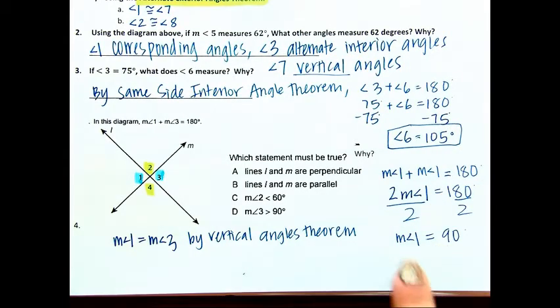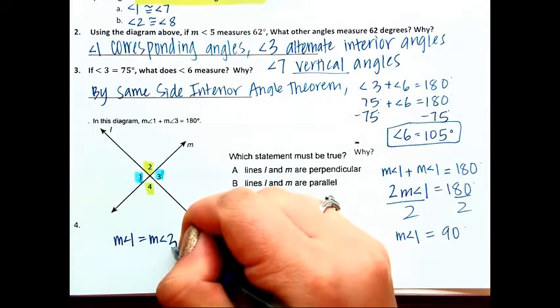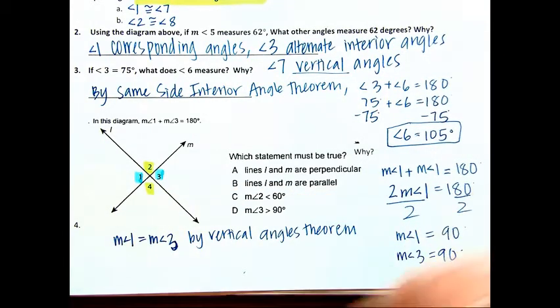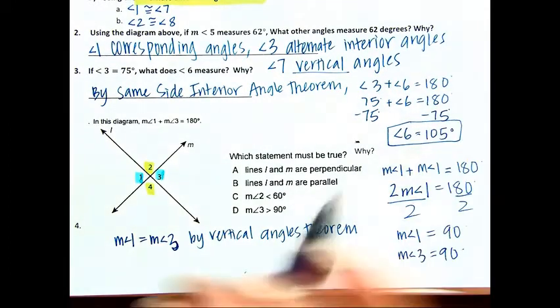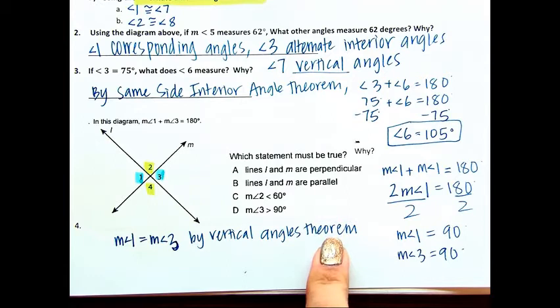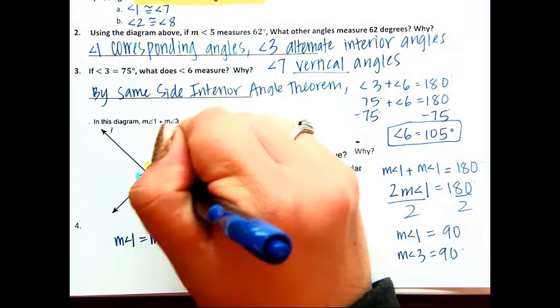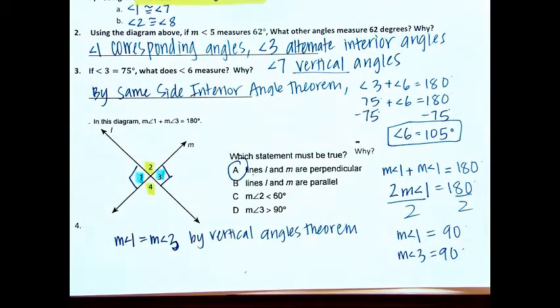So if angle 1 is 90 degrees, I know angle 1 and angle 3 are equal to each other, so the measure of angle 3 is also 90 degrees. Which statement must be true and why? Well, angle 1 and angle 3 are vertical angles. Because of this statement, I know that they create 90-degree angles. That means L and M are perpendicular to each other. So I'd say A, and here's my reasoning why.